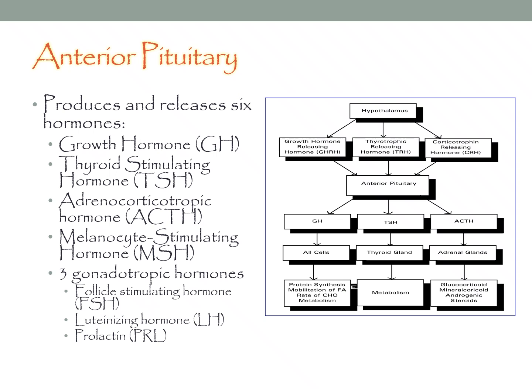Remember, the pituitary gland has an anterior portion and a posterior portion. So we have the anterior pituitary and the posterior pituitary. Now the anterior pituitary produces and releases 6 major hormones: growth hormone, thyroid stimulating hormone, adrenocorticotropic hormone, melanocyte stimulating hormone, and your 3 gonad hormones, which are follicle stimulating hormone, luteinizing hormone, and prolactin. That might seem like a whole lot to remember, and it is. But as we speak about each gland, it'll be easier to correlate these hormones with the glands.